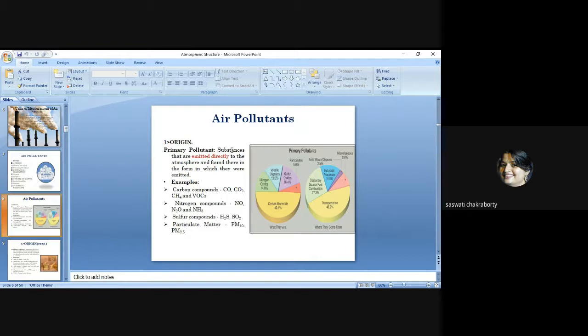See, primary pollutants are substances that are emitted directly to the atmosphere and found there in the form in which they were emitted. For example, carbon compounds, as I said: carbon monoxide, carbon dioxide, volatile organic compounds. Nitrogen compounds such as oxides of nitrogen, nitrous oxide, nitrogen oxide, nitric oxide, and ammonia. Sulfur compounds such as H2S, hydrogen sulfide, and sulfur dioxide. Particulate matter such as PM10 and PM2.5. Now, this 10 and 2.5 are the measurement of the particles. Okay. We'll go into detail.